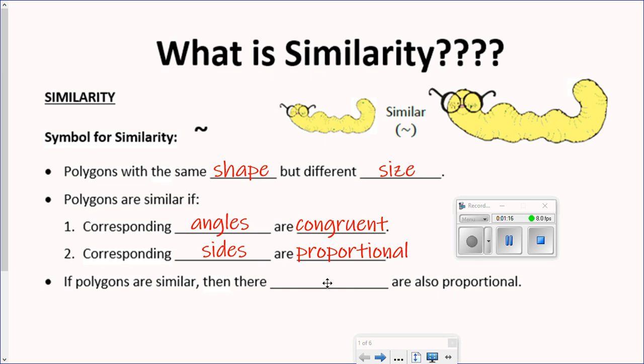If polygons are similar, then their perimeters are also proportional. And remember, perimeter is found by adding up all the sides. So if the shapes are similar, that means whatever ratio the sides have, the perimeters also have that same ratio.